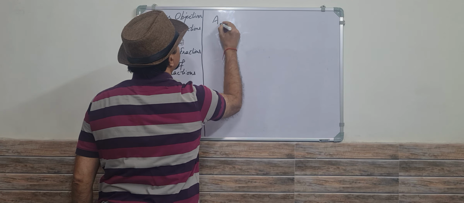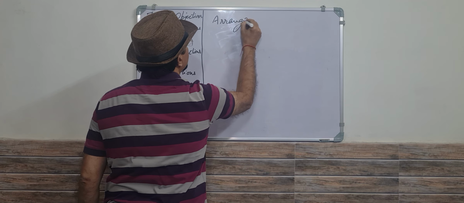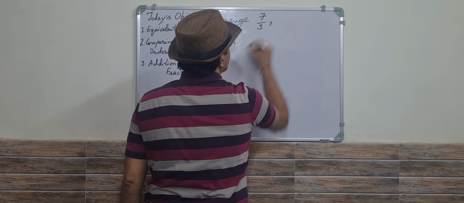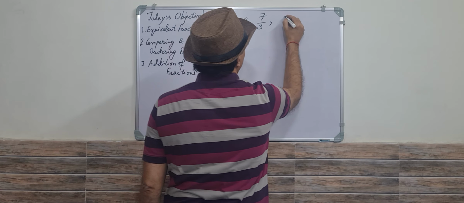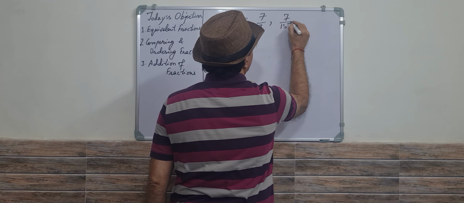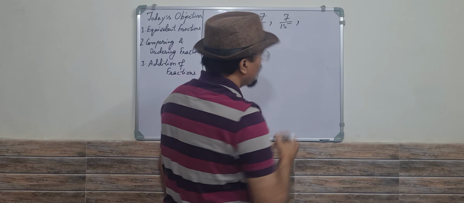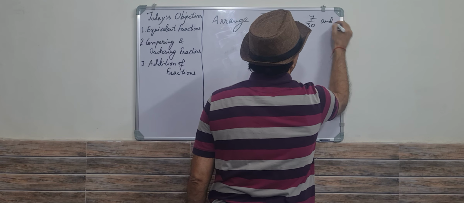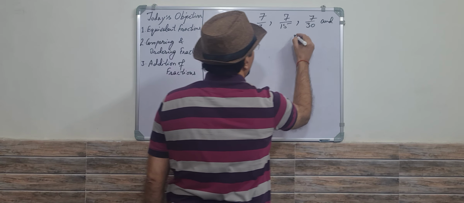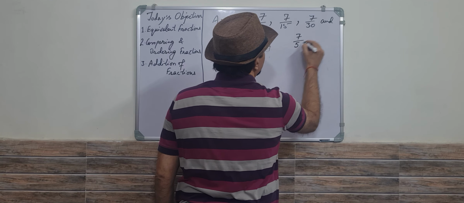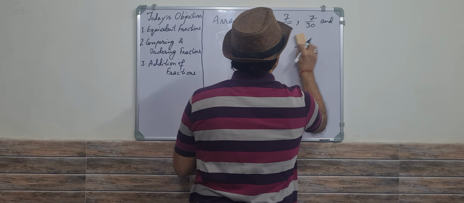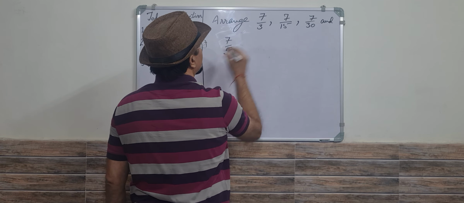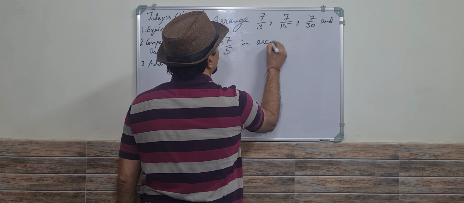Arrange 7 by 3, 7 by 15, 7 by 30 and 7 by 5 in ascending order.